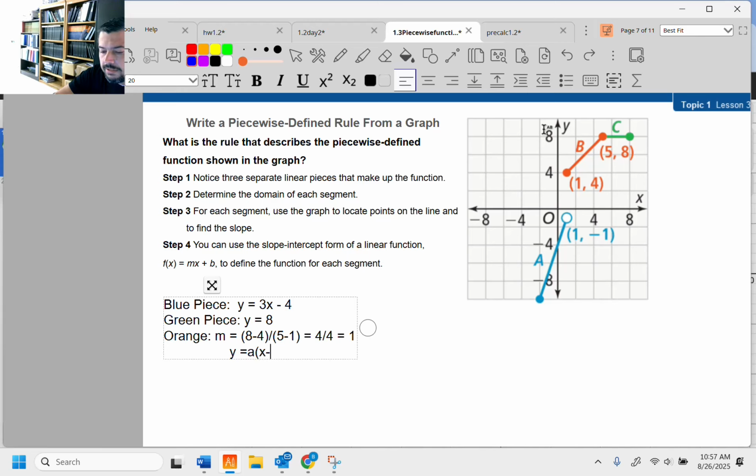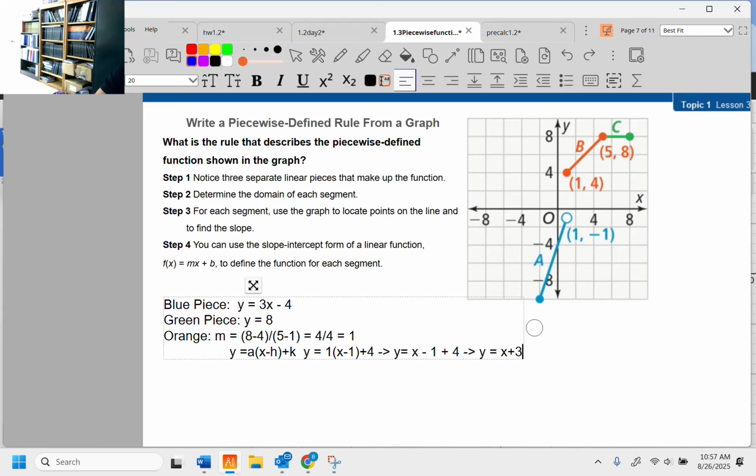Now I'm going to do y equals a times x minus h plus k to get the equation. The slope ended up being 1. x minus, I'm going to pick this point, minus 1 plus 4. Using the distributive property, y equals x minus 1 plus 4, and y equals x plus 3 is my final answer. And that makes sense if you follow along the graph. It looks like it probably crosses at 3.